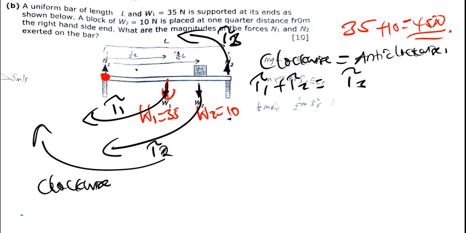Torque, in this case, is the force, which is W1 times the distance. Then this one is going to be plus, let me call it distance 1 as well. This one is W2 times distance 2, is equal to my force here, N2, times the distance, which I don't know. I'll just call it 3.